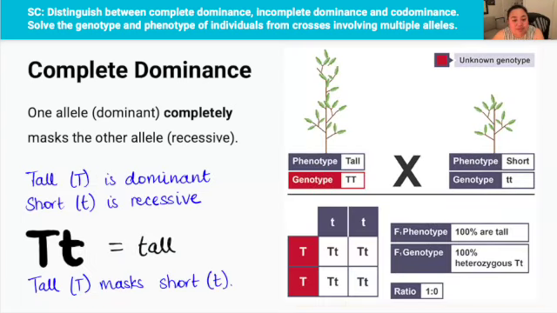In another example, the trait of plant height is controlled by a gene that has a complete dominance inheritance pattern. The tall big T allele is dominant and completely masks the short little t allele, which is recessive. And when we cross 2 purebred plants together, a purebred tall and a purebred short, all offspring have a heterozygous genotype and all the offspring are tall, because the big T allele masks the short little t allele.